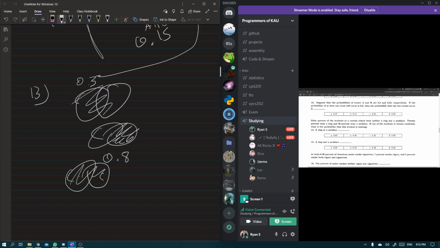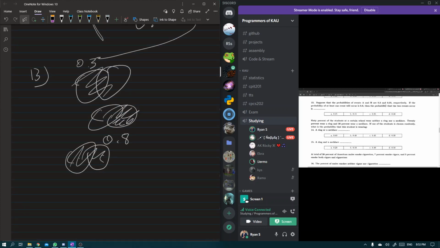Then the probability that the 2 events occur, I think they mean both. Only 2 events occur, not one event. Just 2 events. That means the intersection. So just A plus B minus this, or this minus this plus this. So 0.8 minus... wait, I think this is wrong. I remember solving it.